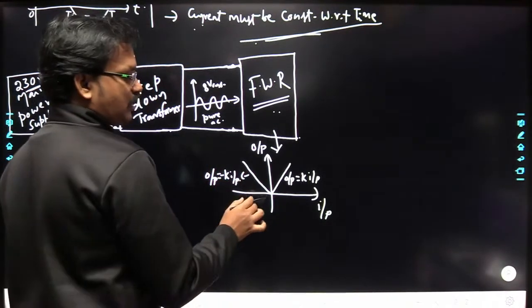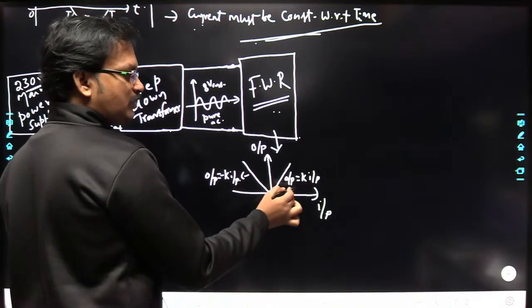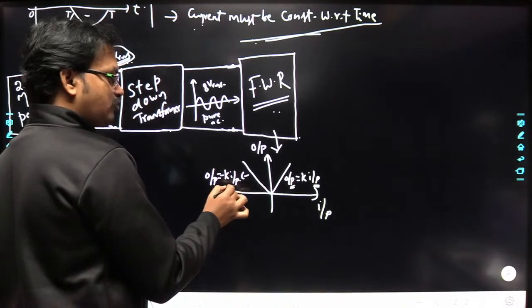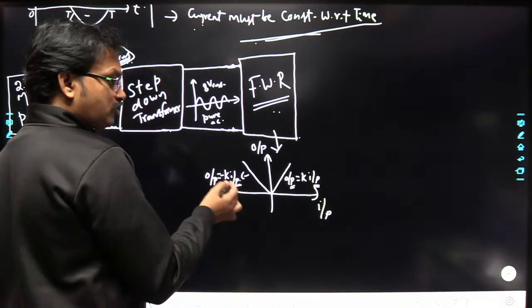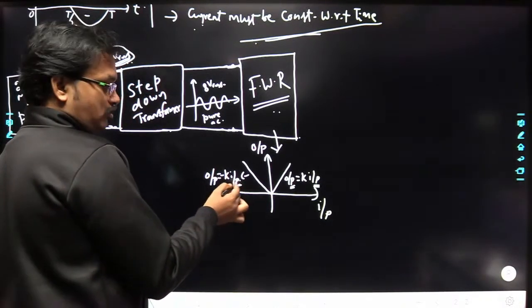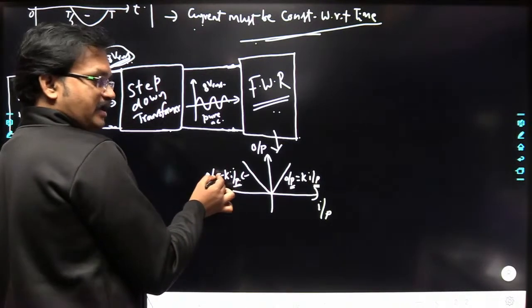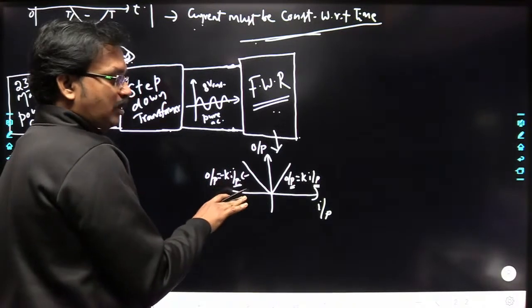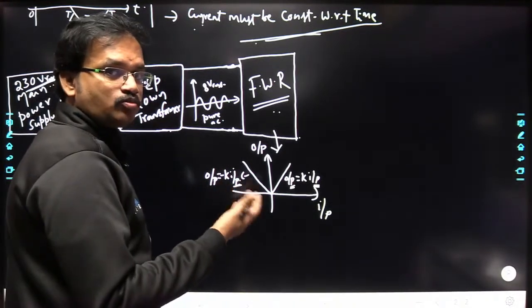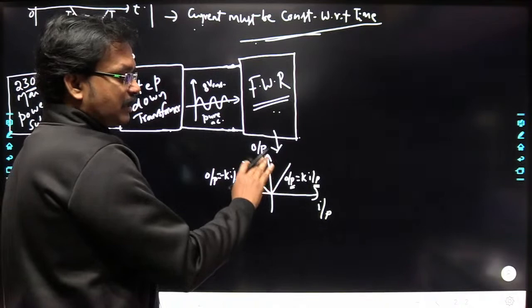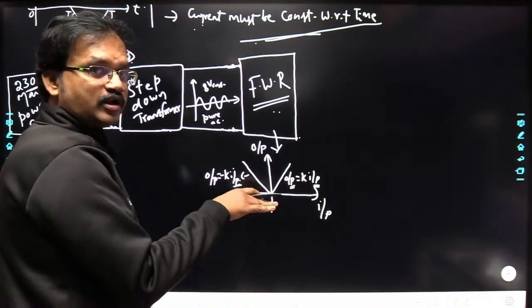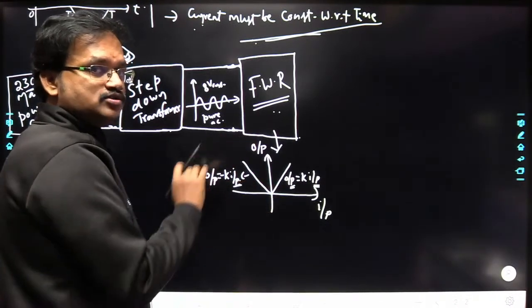So whenever the input is positive, the output will be an exact replica of the input, and whenever the input is negative, the output will become minus k times input. Input is negative and minus is present, so minus into minus will become plus. So the negative polarity will also be converted into positive polarity.